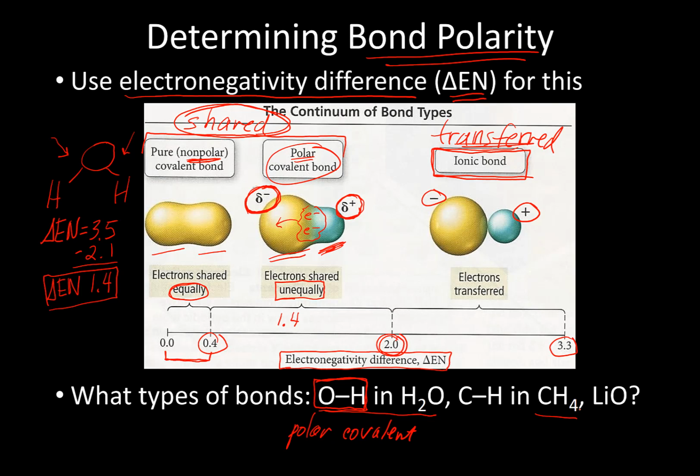So let's look at another example, methane. So methane looks like this. You've got the carbon in the middle, and you've got 4 hydrogens around it. So there are 4 bonds here, and we want to look at the CH bond specifically, and that's the bond type in every case. So each of those bonds has a polarity. So again, what we want to do is look at the electronegativity difference between the two types of atoms involved in that bond, the carbon and the hydrogen.